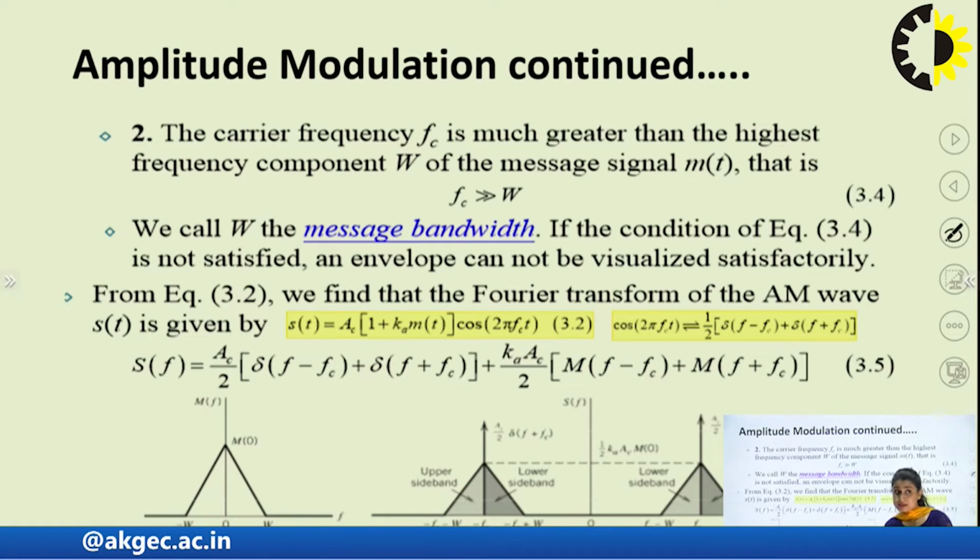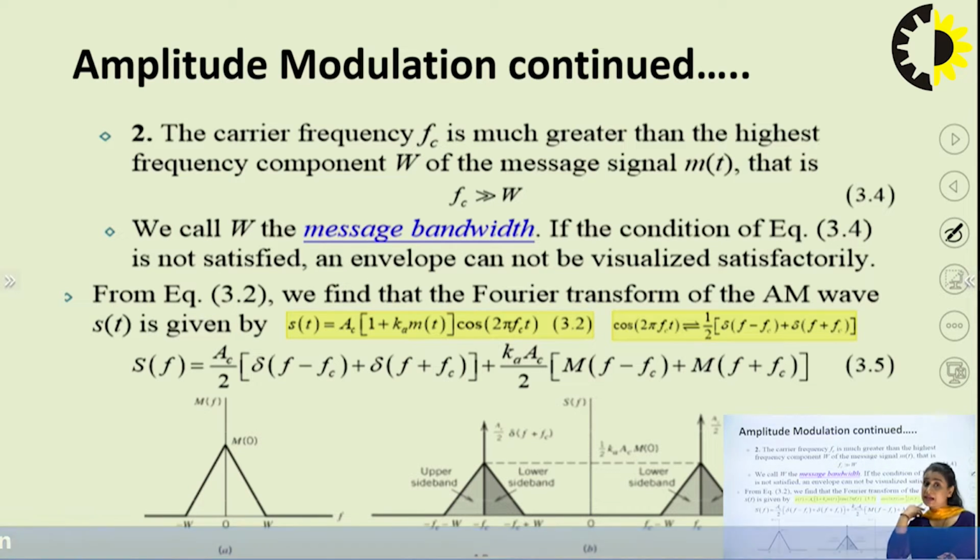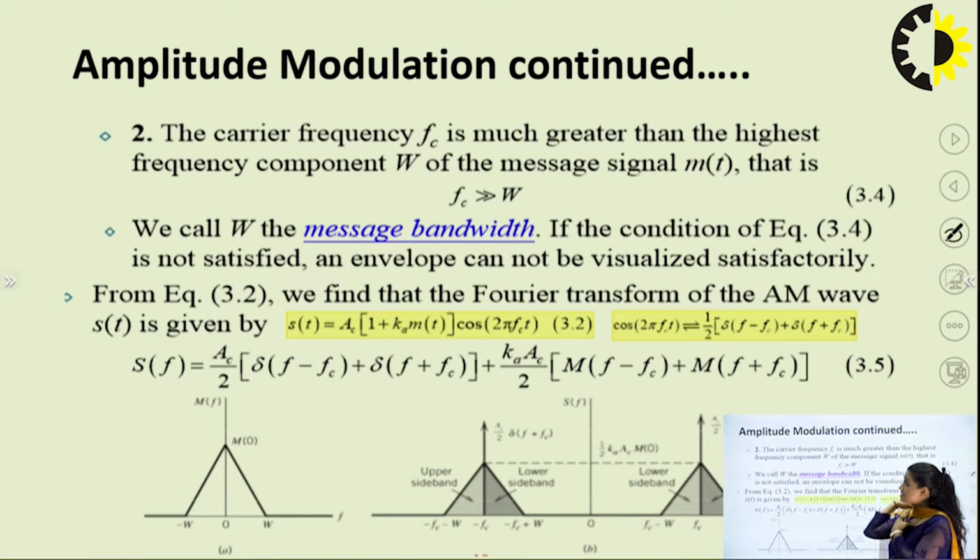Second condition, what is the second condition? The carrier frequency fc is much greater than the highest frequency component of the message signal. Suppose we are talking about a series of message signals, not a single message signal. If we are considering the case of multi-tone modulation, where not a single message is made to travel using one carrier, we take n number of message signals which are modulated with the help of one carrier signal.